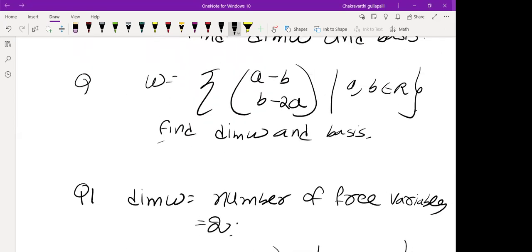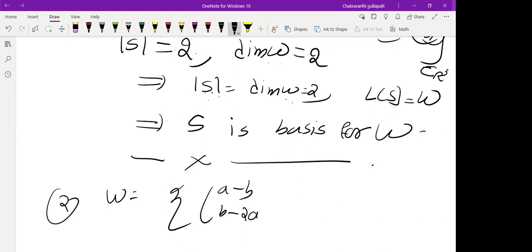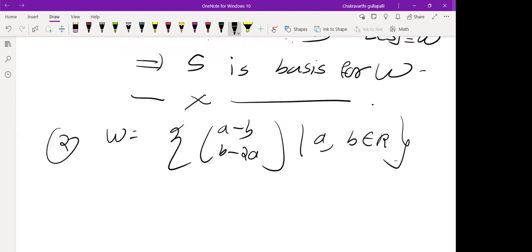Next, A minus B, B minus 2. Second question. A minus B, B minus 2, A, B or A. Now, tell me what is the dimension? 2. Why 2? 3 variables, 2 free variables. Because 2 free variables are the dimension.